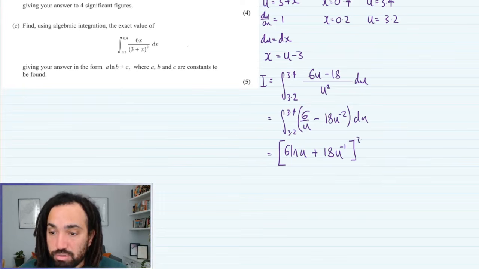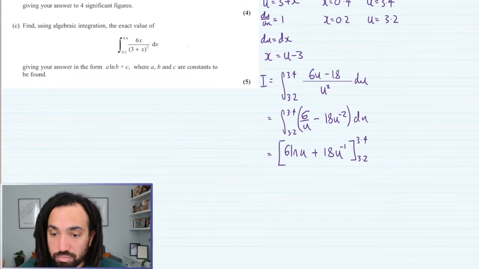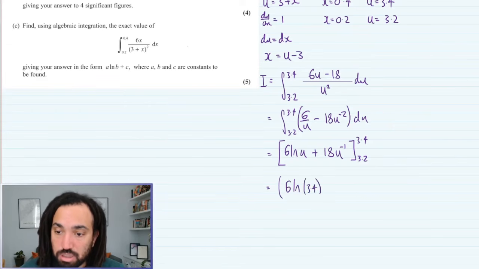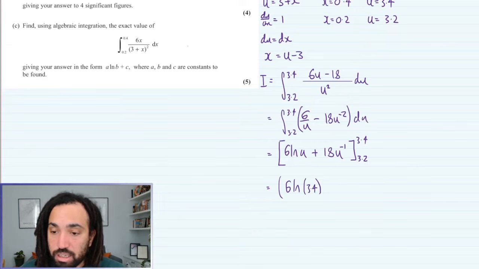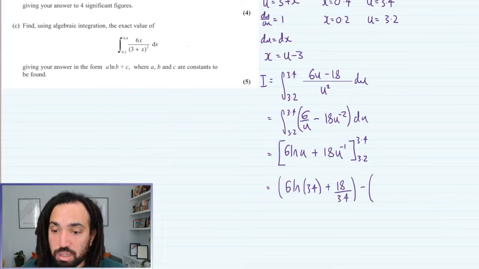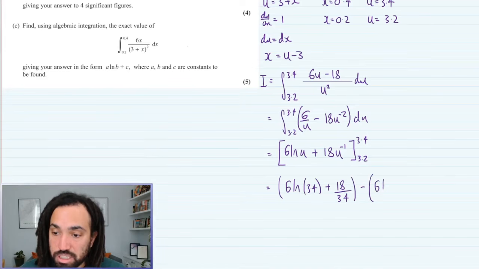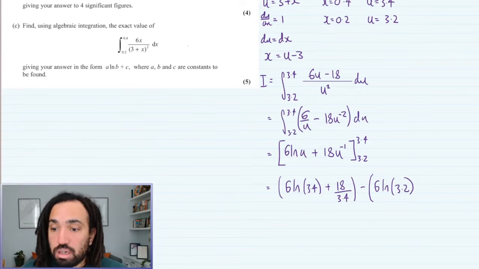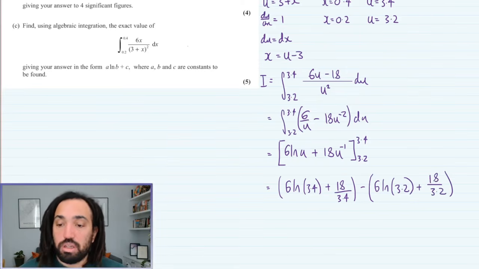And then we've got to sub in 3.4 and 3.2. So what I'll do is I'll write this out like so, just to show the examiner that I'm subbing in, plus 18, that's the reciprocal, so over, like so. That's the first one, then minus the second one, which is 6 ln 3.2, plus 18 over 3.2. Okay, perfect.